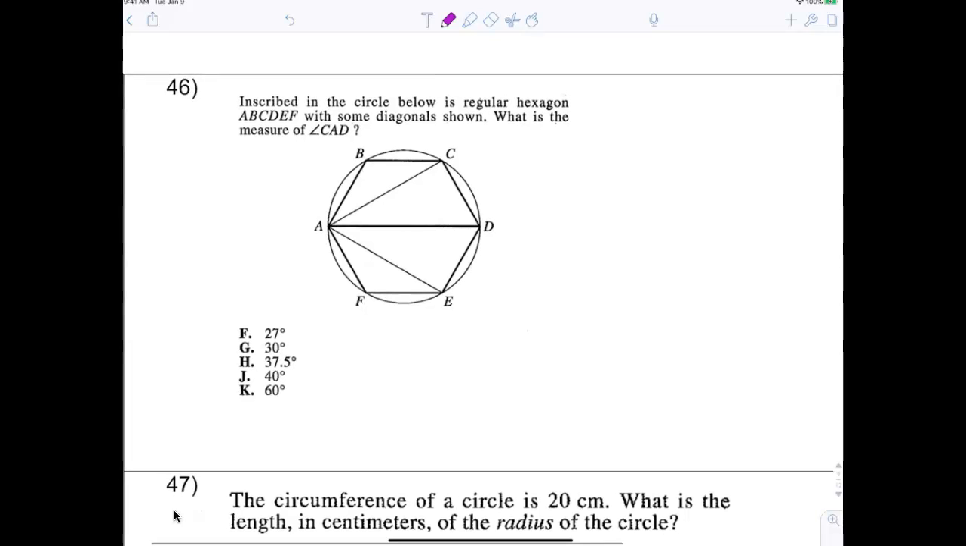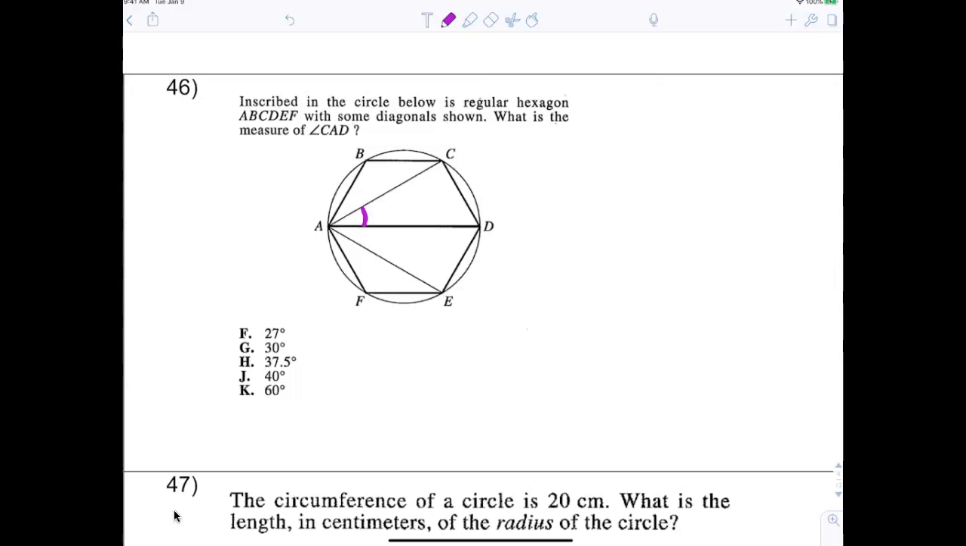Oh, yeah. Now, this one's a really, really nice problem. All right, so it's a regular what? Hexagon. So what can you tell me about angle A, B, C, D, E, and F? They're all equal. Do you agree with that? Now, what is the measure of CAD? That's what we're looking for, right? Everybody good with that?